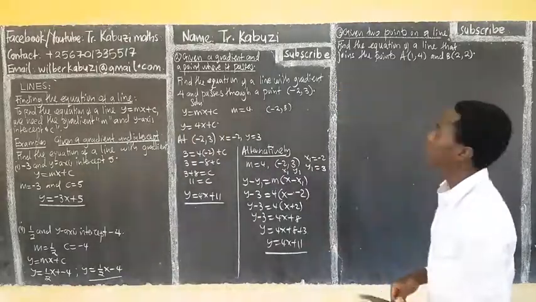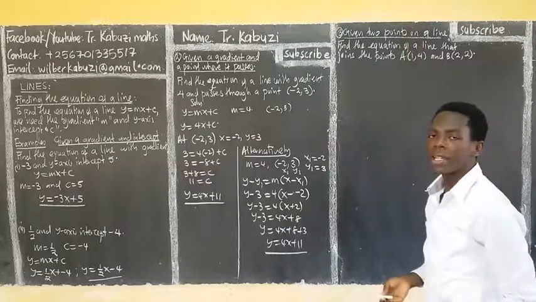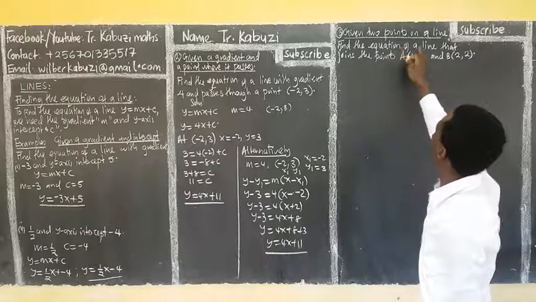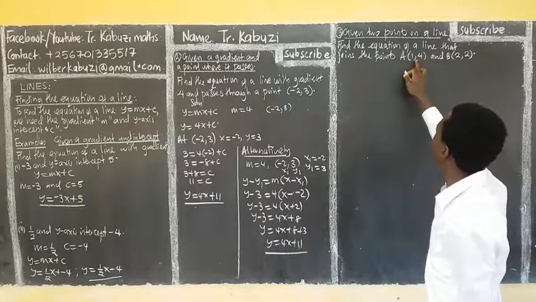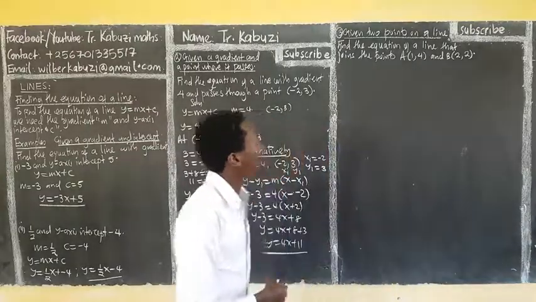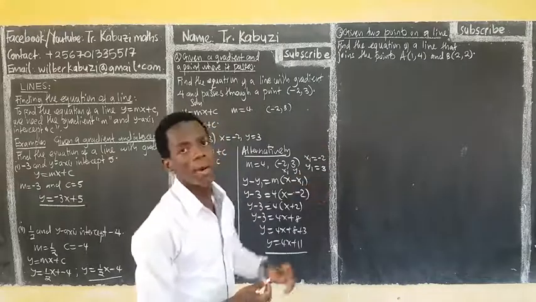Now here they are giving us 2 points where the line is passing. 2 points on the line, or they can tell you the line is passing through those 2 points. So find the equation of the line that joins the points A and B. So this line is passing through A. If it joins them, it means that it's passing through them. Now, the easiest method is we use the formula to get the gradient.